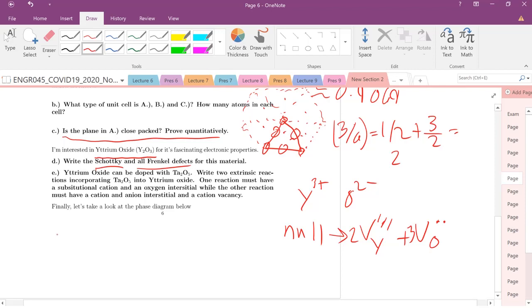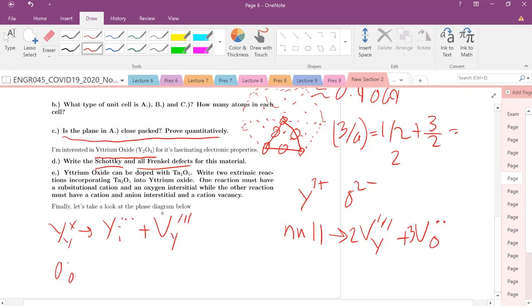Frenkel defects, on the other hand, we have Y2O3. So we need to create basically, let's look at yttrium. If I put yttrium on an interstitial, that is going to be 1, 2, 3. If I put a vacancy and I kick it off and I put a vacancy in yttrium, that creates a minus 3.